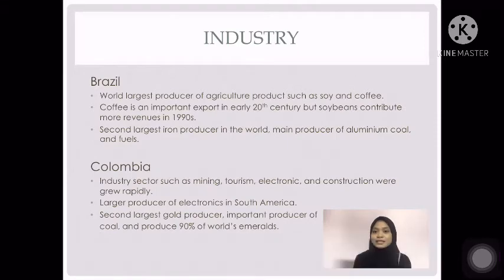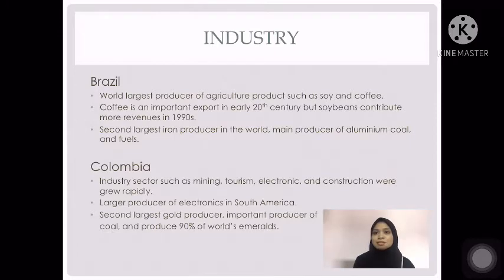Brazil is the world's largest producer of soy and coffee. Coffee was one of the important exports in Brazil in the early 20th century, but in the 1990s they found soy contributed more revenue than coffee. Besides that, Brazil is also the second largest iron producer in the world. They also produce aluminium, coal, and fuels because Brazil is rich with minerals.